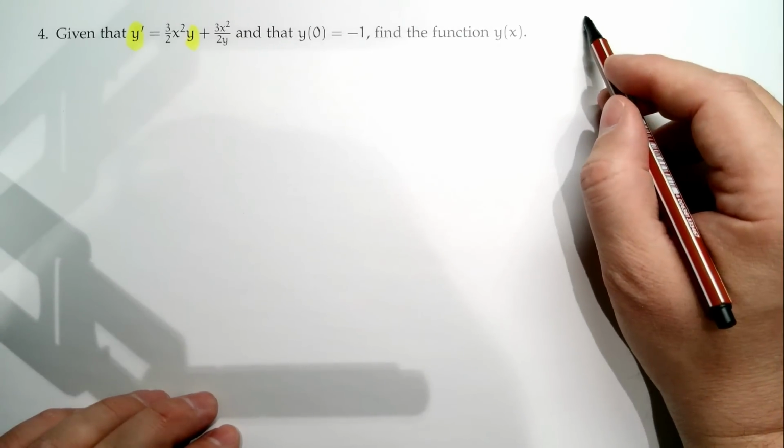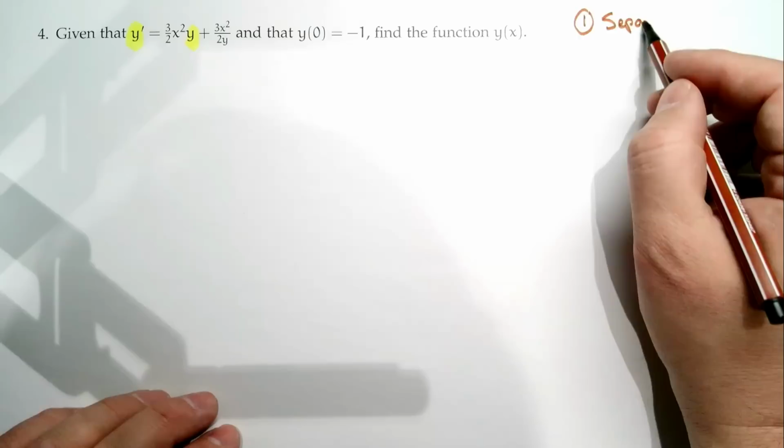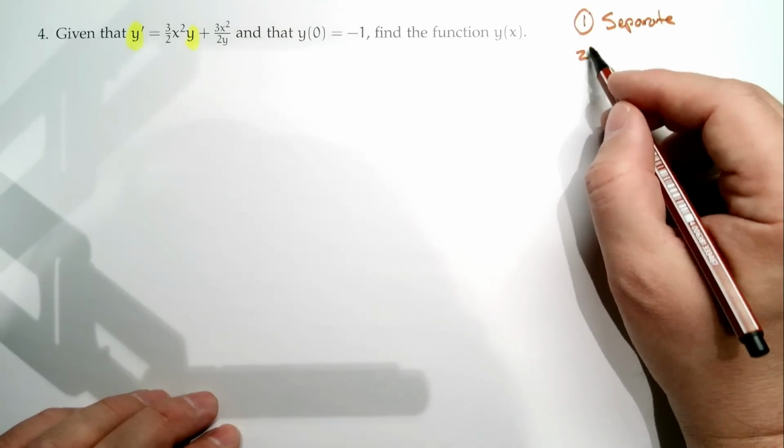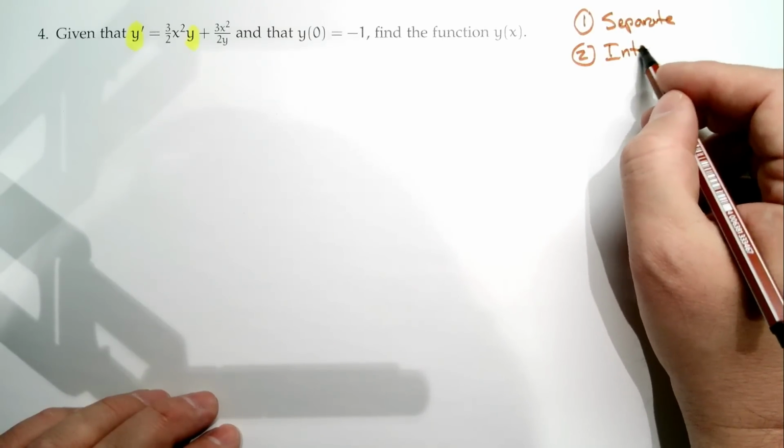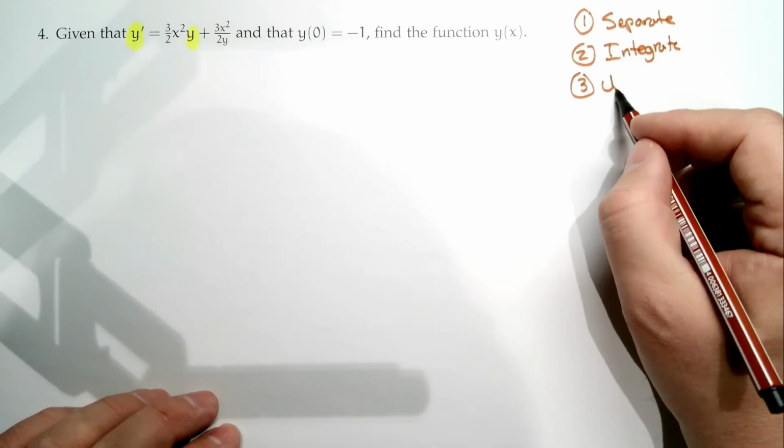Once you have that, how do we solve it? There's one way to solve it, and this is what's called separable differential equations, and it's a very simple three-step process. So we'll write that down. The first step is to separate. The second step is to integrate. And the final step is to uncomplicate.